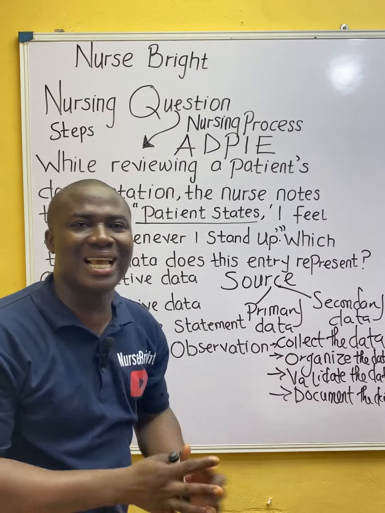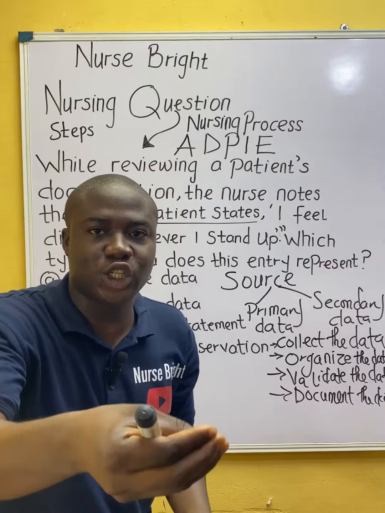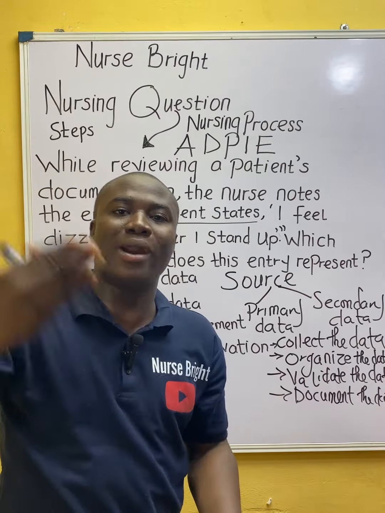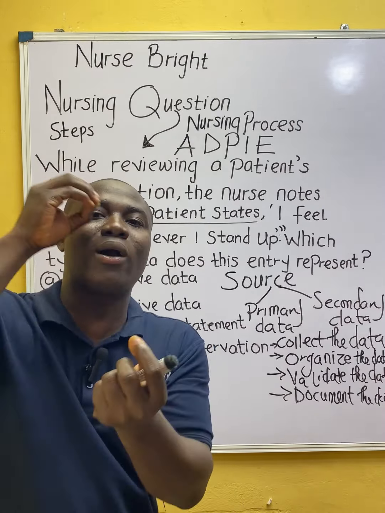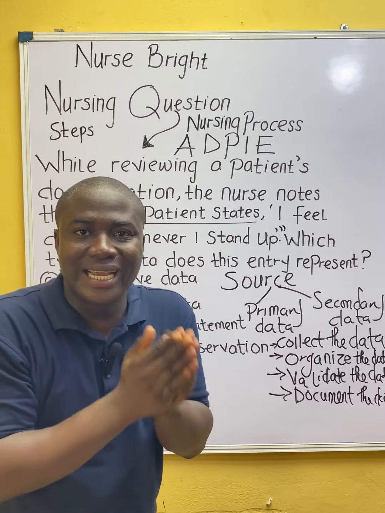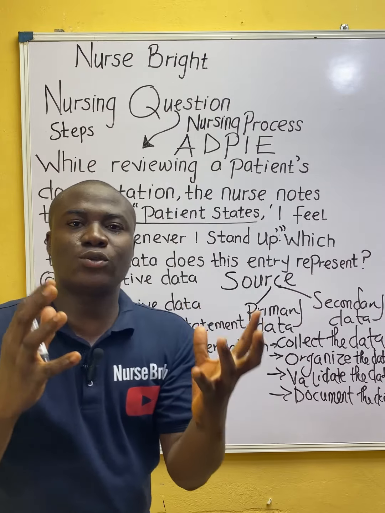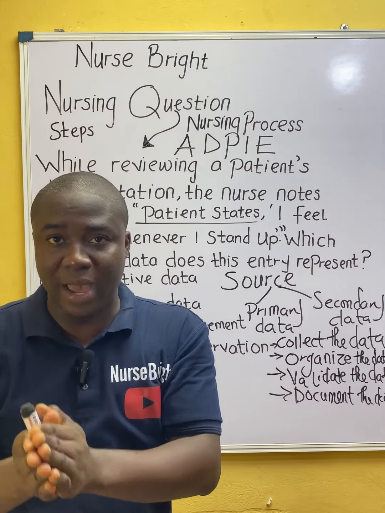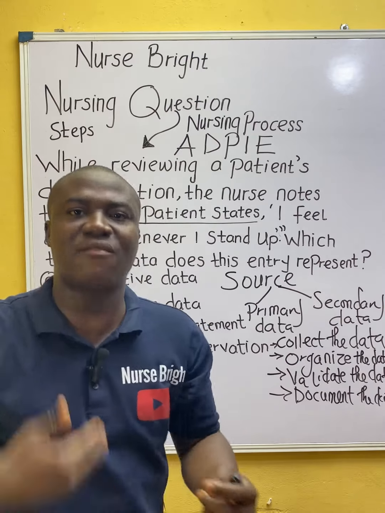Now, on organizing the data, after collecting data, let's say for instance, you performed blood pressure observation on a patient and you got the blood pressure to be, let's say, 120/80 millimeters of mercury. That data, you have to organize. Let's say, for instance, the patient also states, I feel dizzy, during the collection of data. You can see that we collected two data. First, we observed that the blood pressure of that patient is 120/80 millimeters of mercury, and the patient also told us that he feels dizzy whenever he stands up.